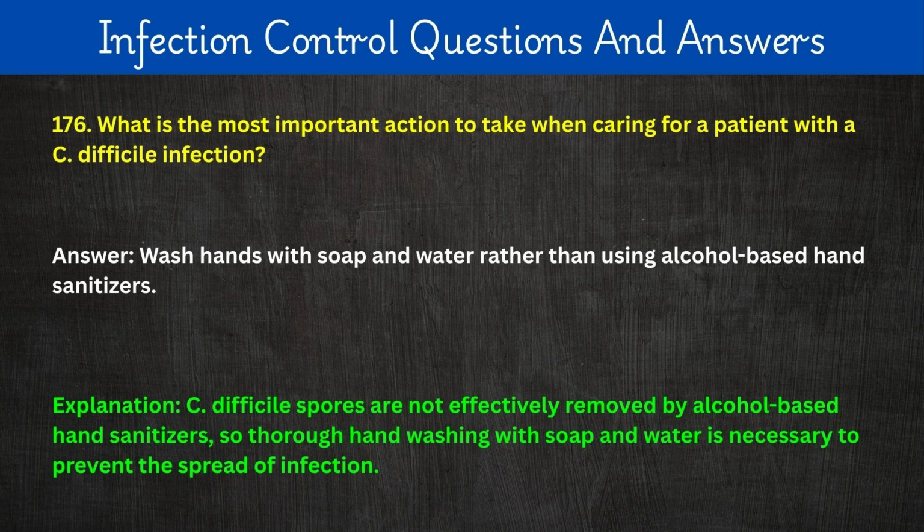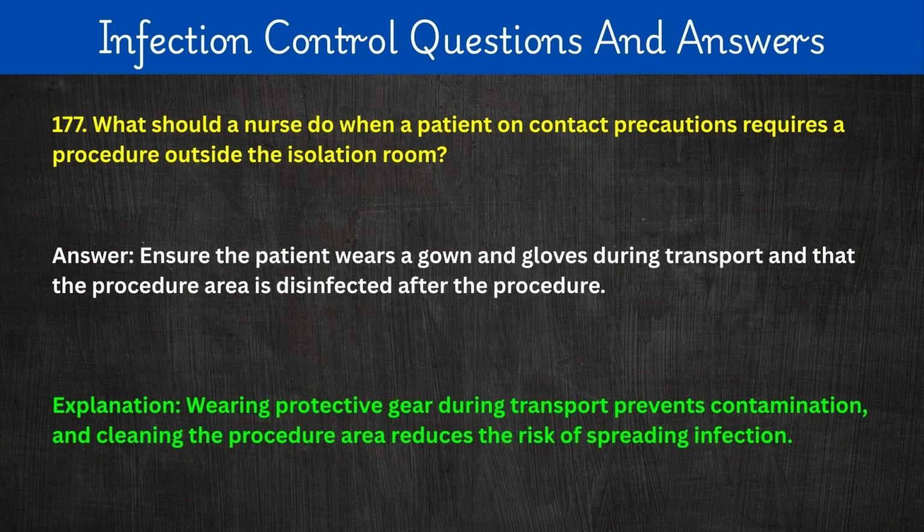176. What is the most important action to take when caring for a patient with a C. difficile infection? Answer. Wash hands with soap and water rather than using alcohol-based hand sanitizers. Explanation. C. difficile spores are not effectively removed by alcohol-based hand sanitizers, so thorough hand washing with soap and water is necessary to prevent the spread of infection.